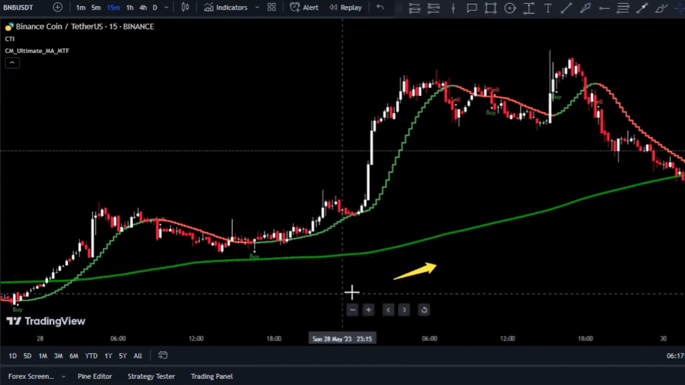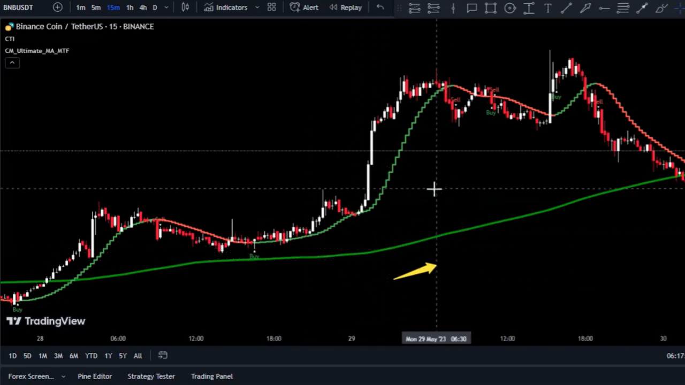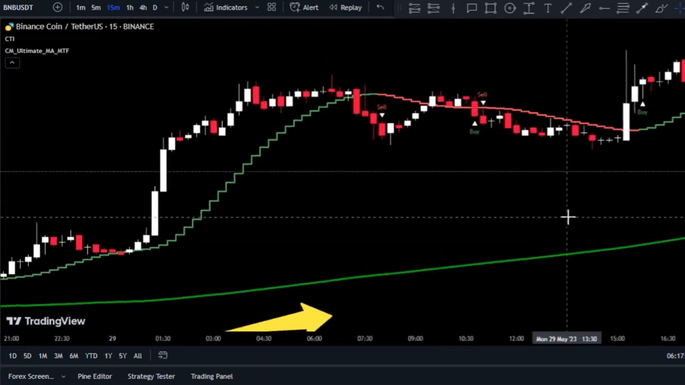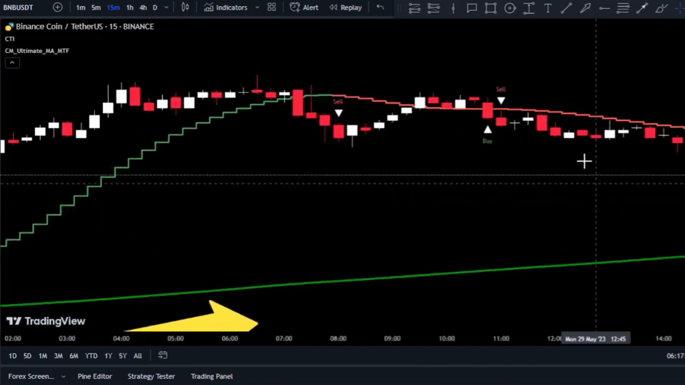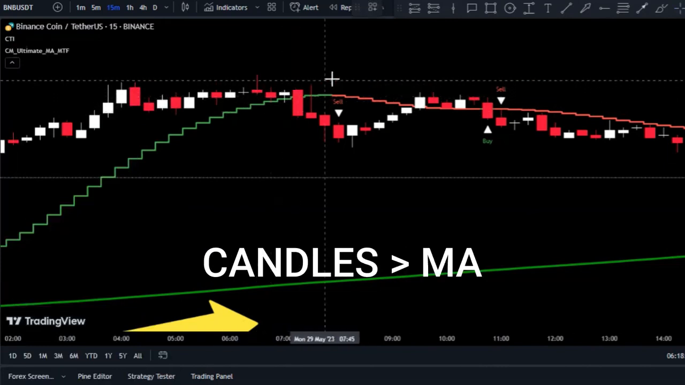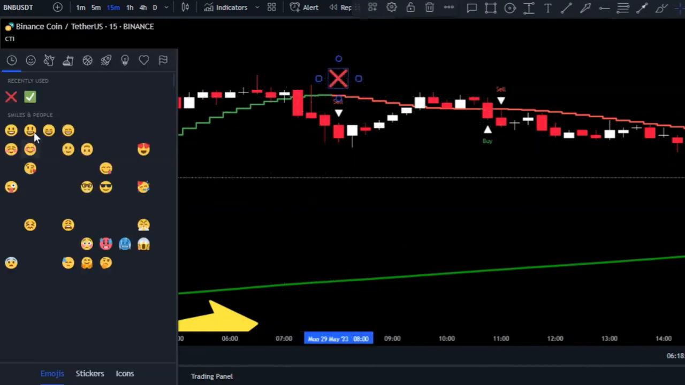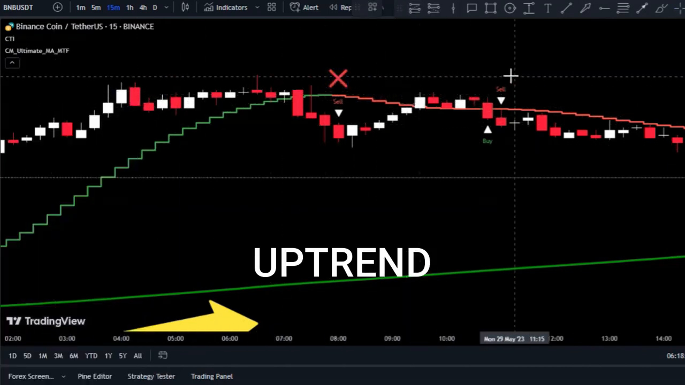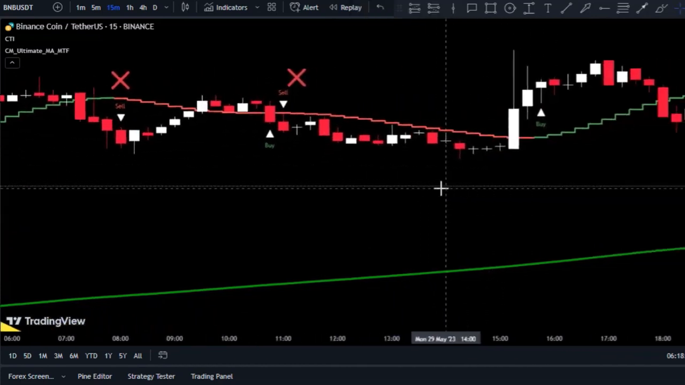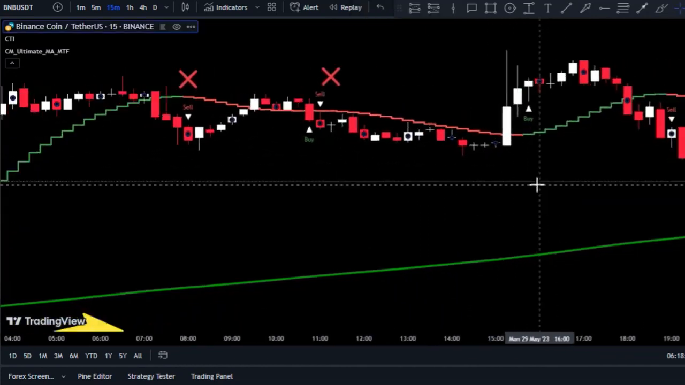The price action is in relation to the ultimate moving average line, and the color of the indicator line indicates the market trend. For example, in this sample, the indicator line color is green and the candles are forming above the line, so the market momentum is bullish. As a result, any sell signals are filtered out, preventing potential losses in the trade.